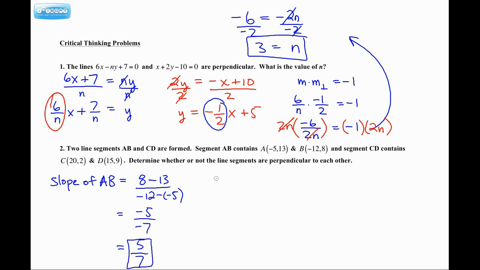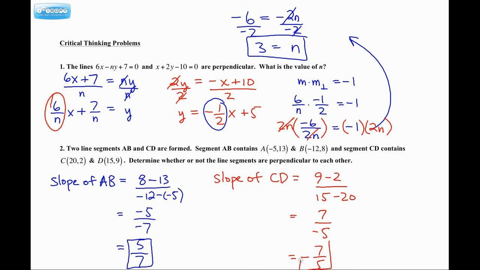So that's the slope of the line for line segment AB. Now let's do the same for CD. So slope of CD, so let's use the other points. We get 9 minus 2 divided by 15 minus 20, which gives 7 over negative 5, which is just the same as negative 7/5.